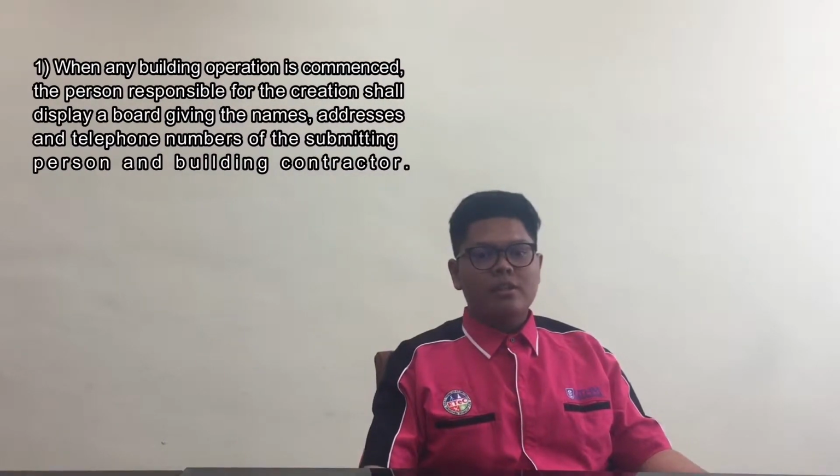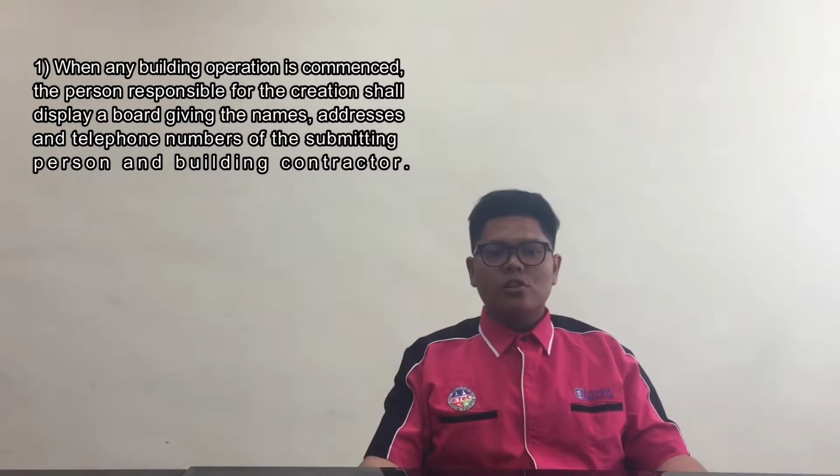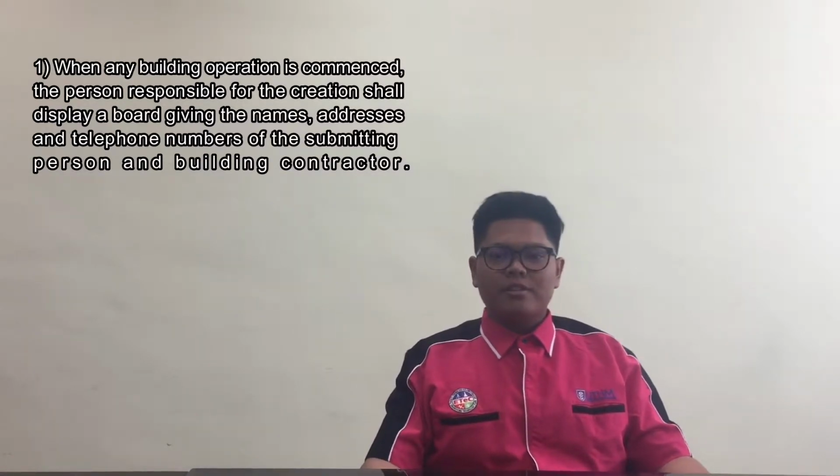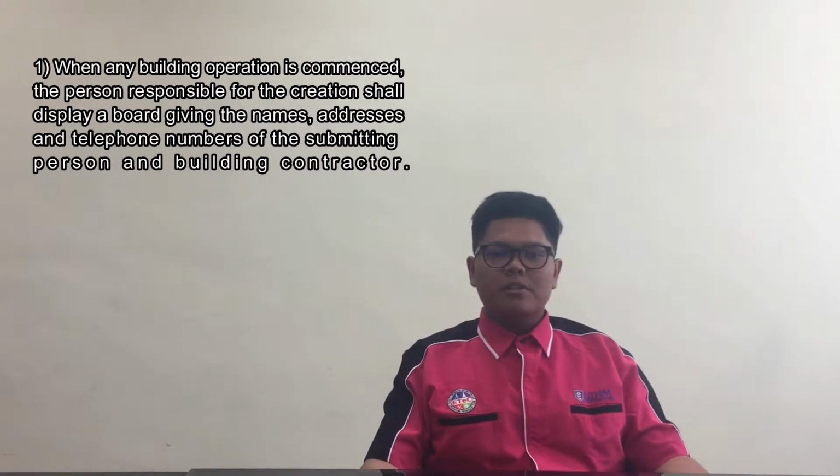In our presentation about temporary works in connection with building operation, Bylaw 48, the first point is: when any building operation is commenced, the person responsible for the erection shall display a board giving the names, address and telephone numbers of the submitting person and the building contractor. This means in the construction site they must list their contractor names, address and telephone numbers. The first reason is easy to contact when an emergency happens, so the workers can contact the names on the list.